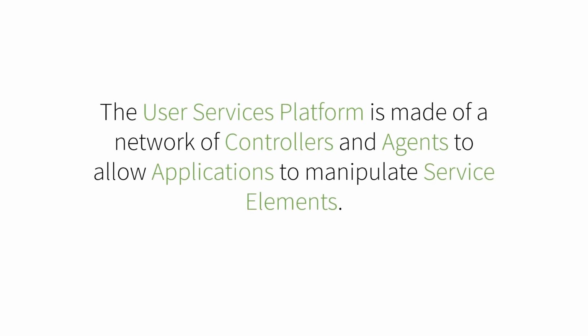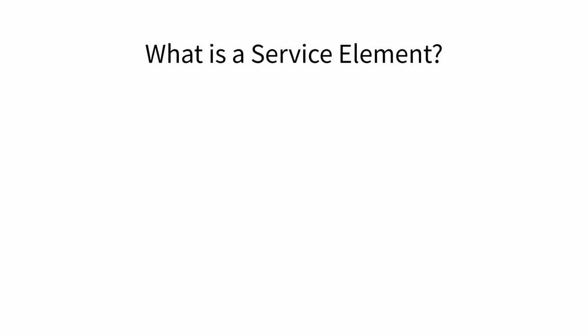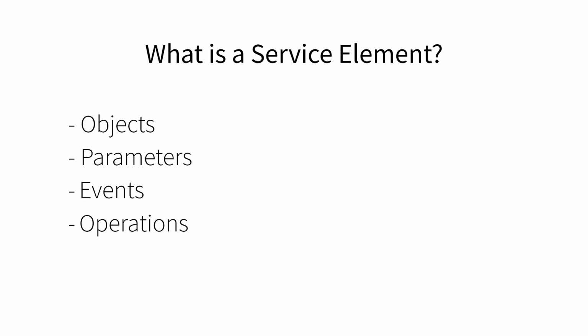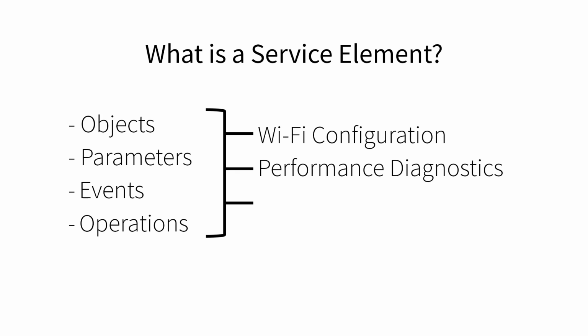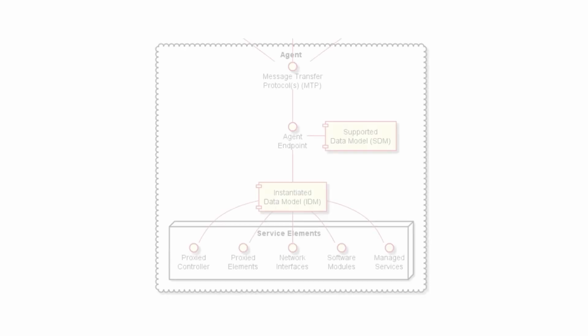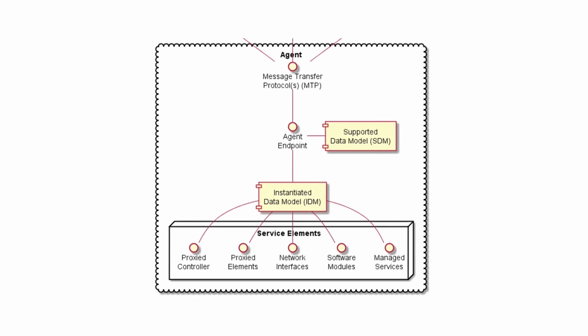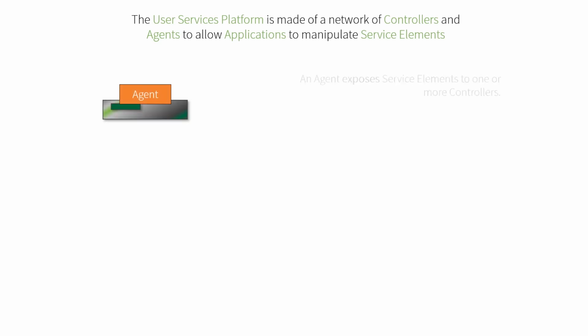USP is comprised of a network of controllers and agents that allow applications to manipulate various service elements. Service element is a term referring to the collection of objects, parameters, events, and operations that represent a certain interface or function, like Wi-Fi, performance statistics, smart home objects, and more. Service elements are defined in an agent's supported data model. The elements that an agent currently represents are exposed in its instantiated data model. An agent exposes service elements to one or more controllers.